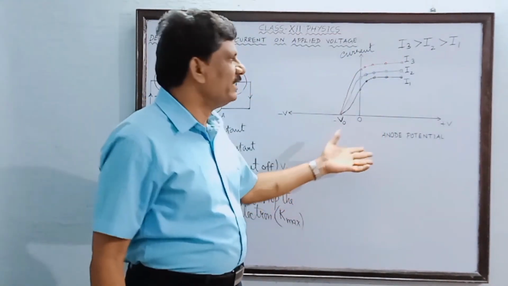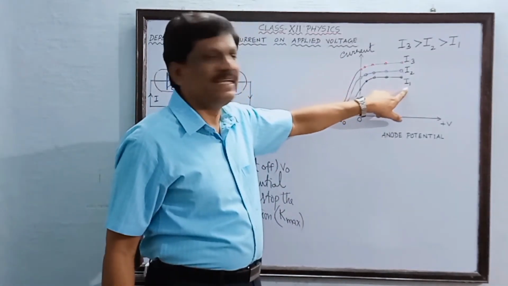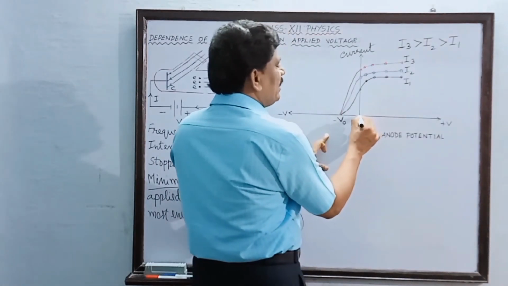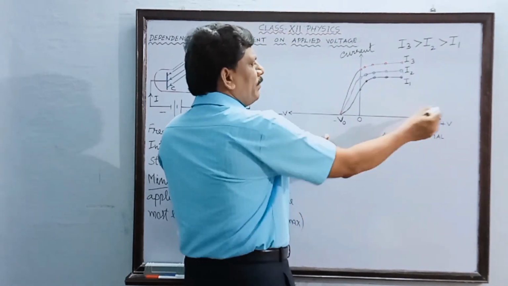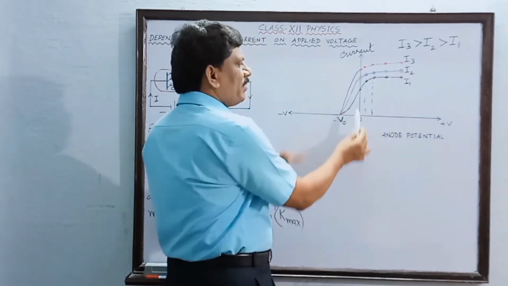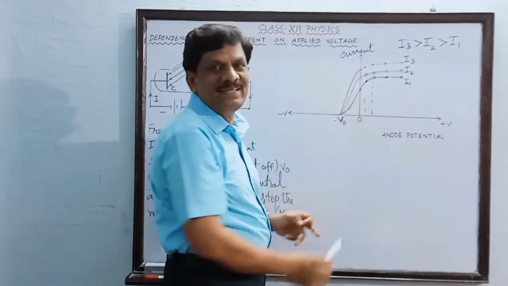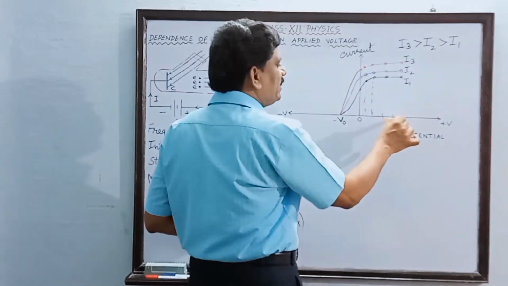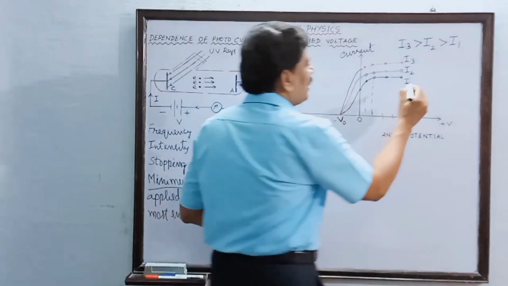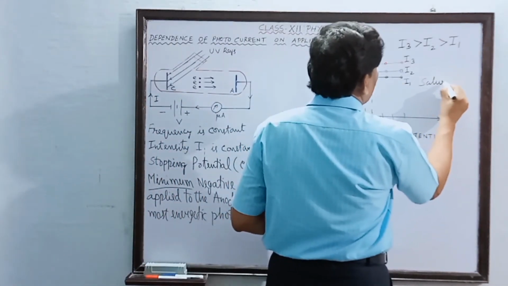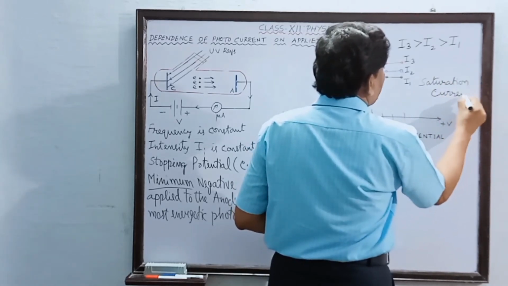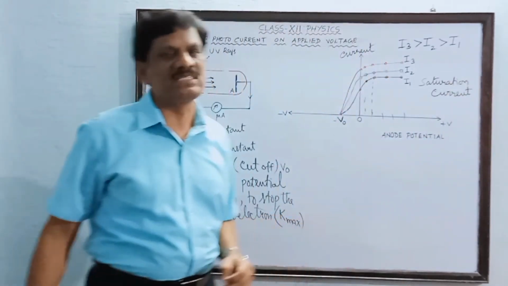You see, initially when you do with the fixed intensity I1, when the anode potential was increased from 0 to a maximum, what has happened to the current? You see, up to this point, from here the current has increased, and beyond that if I change the voltage, the current is remaining constant. This constant current only is called by the name saturation current. Okay. So the current has attained a saturation, a maximum constant value.